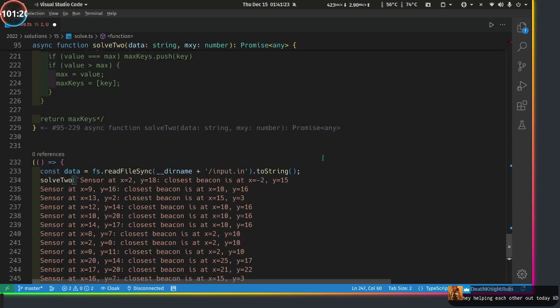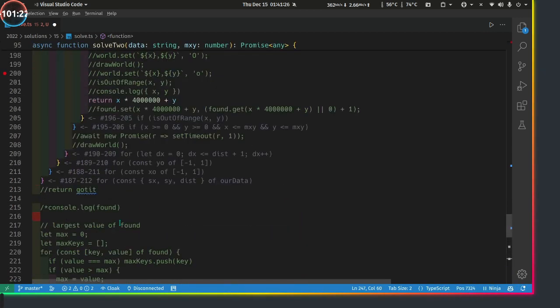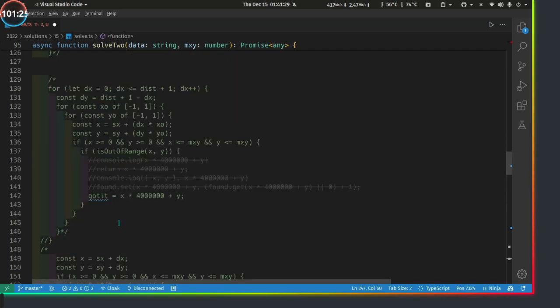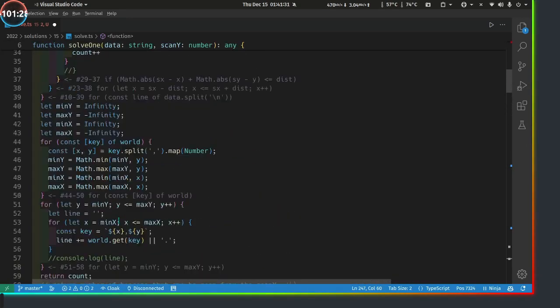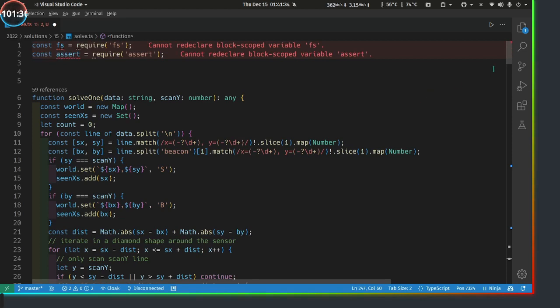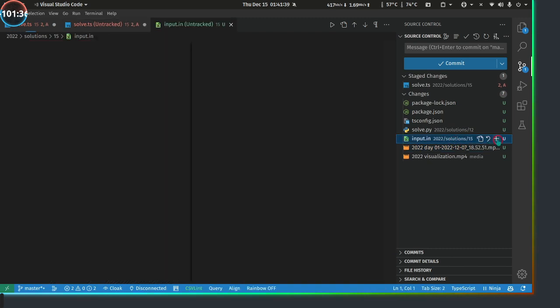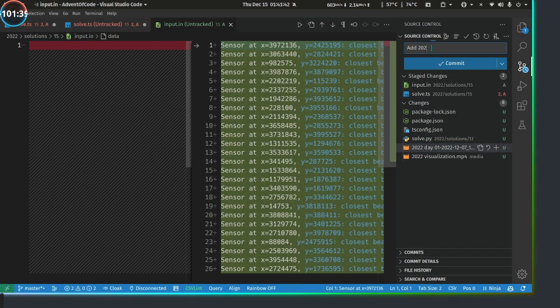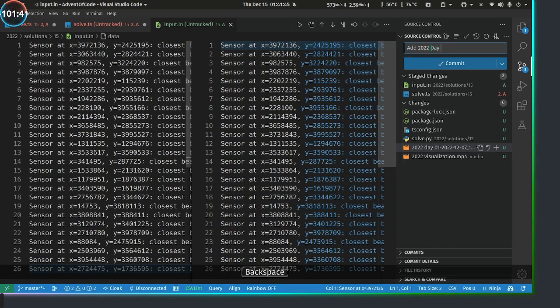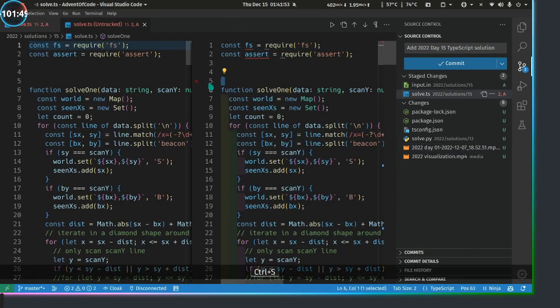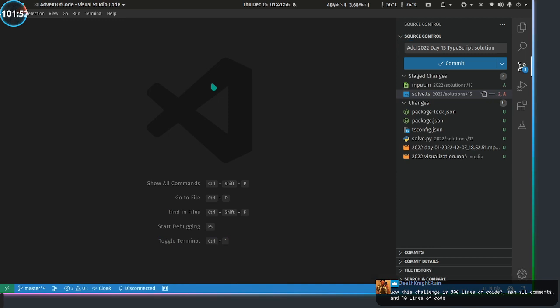Put so much effort into it. Okay, I gotta make a commit first. Wow. I have more comments than code. This is a museum piece. We'll look at all these comments. Day 15. Well, something's unsaved. Yeah, it's 10 lines of real code.